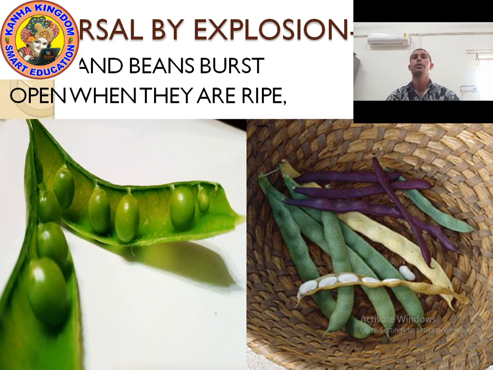So peas and beans burst open when they are ripe, and in this way they easily grow. Okay, most of the leguminous plants grow in this way. Leguminous means plants with pods. Okay, so you can see.